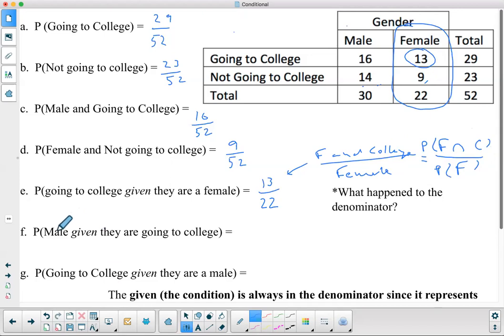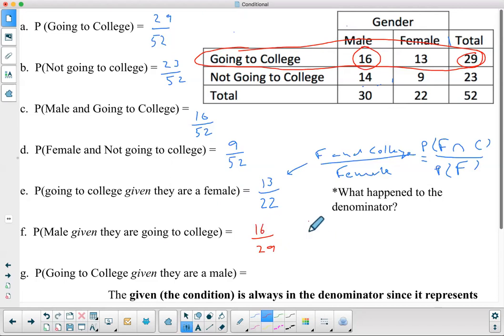Okay, next one, male given they are going to college. In this situation, we only care about the people that are going to college. It could be male or female students. So we're going to look at only the people going to college. So the total is 29. It's going to be something out of 29, and we only care about the men in this situation. So it's going to be 16 out of 29.